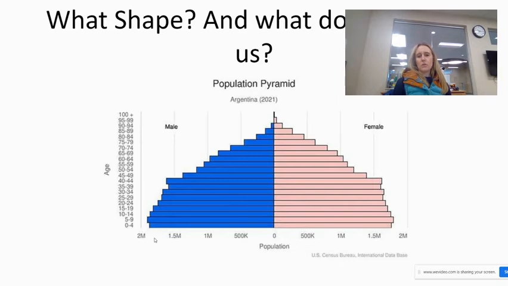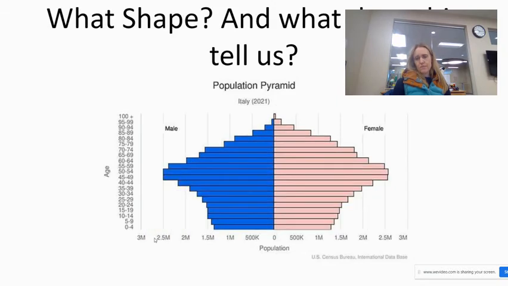So if you think about countries moving through the demographic transition model, Argentina is probably a stage 3 country. Their birth rates are beginning to drop. They don't have as high birth rates as the country Afghanistan did.